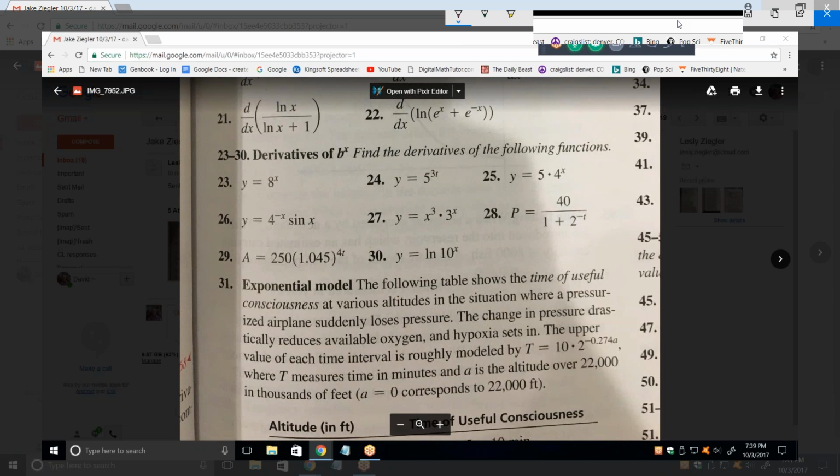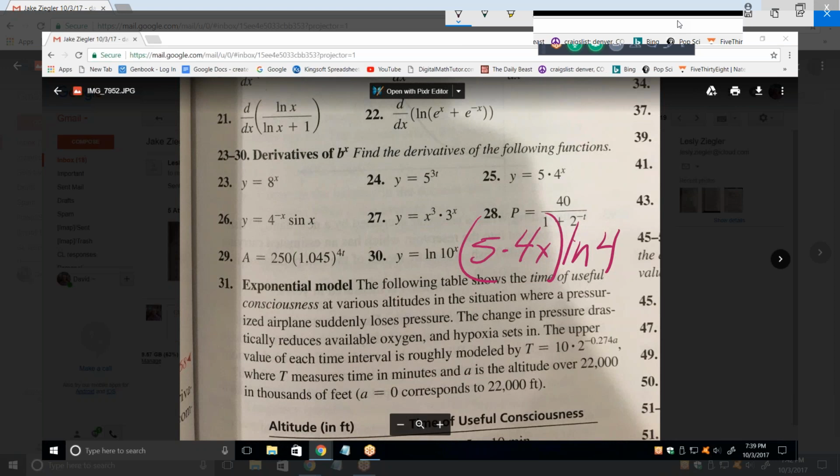Well, it would be 5 times 4 to the x times natural log of 4. Does that 5 matter? I'm not positive of that.